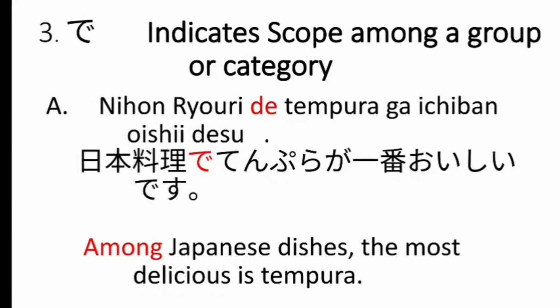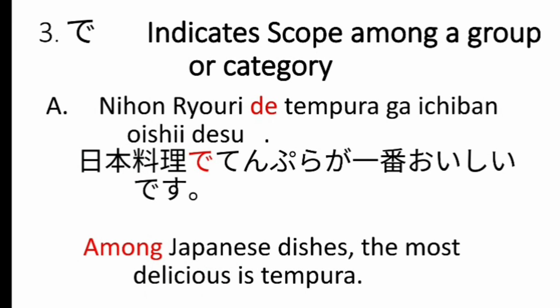So this is the third way to use de. In this case, it indicates scope among a group or category. So the first example that we have here: Nihon ryori de tempura ga ichiban oishii desu. Among Japanese dishes, the most delicious is tempura.